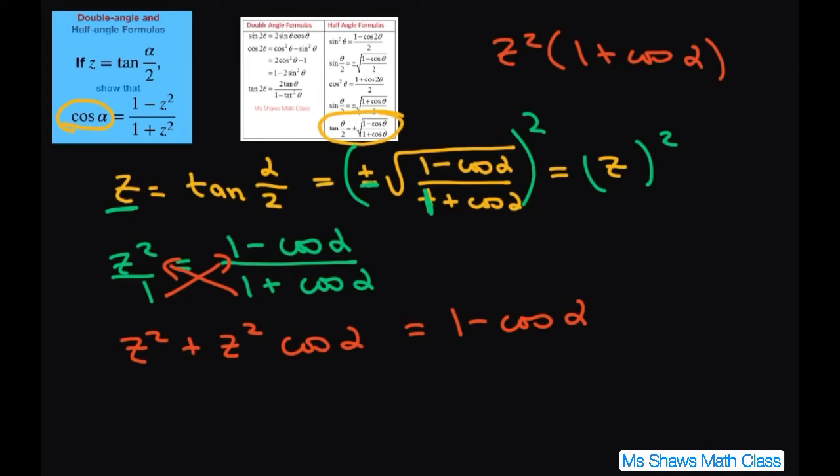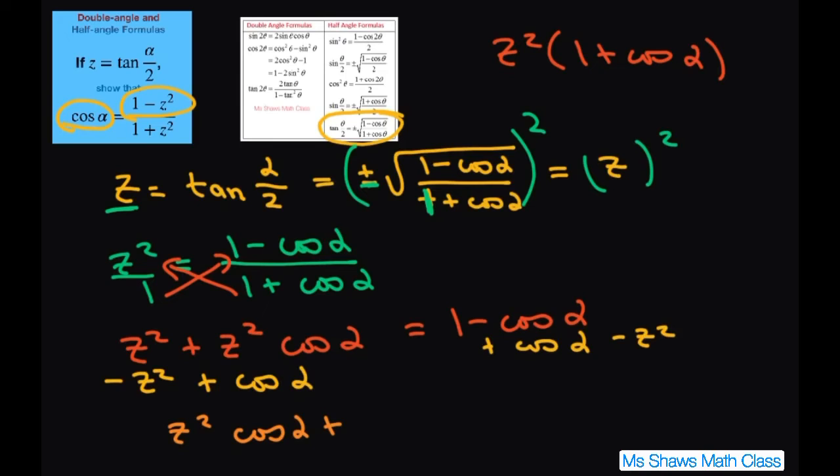Now what I want to do is get my 1 minus z squared. So I'm going to add cosine of alpha to both sides and subtract z squared from both sides. This is going to yield z squared cosine alpha plus cosine of alpha equals 1 minus z squared. This cancels and this cancels out.